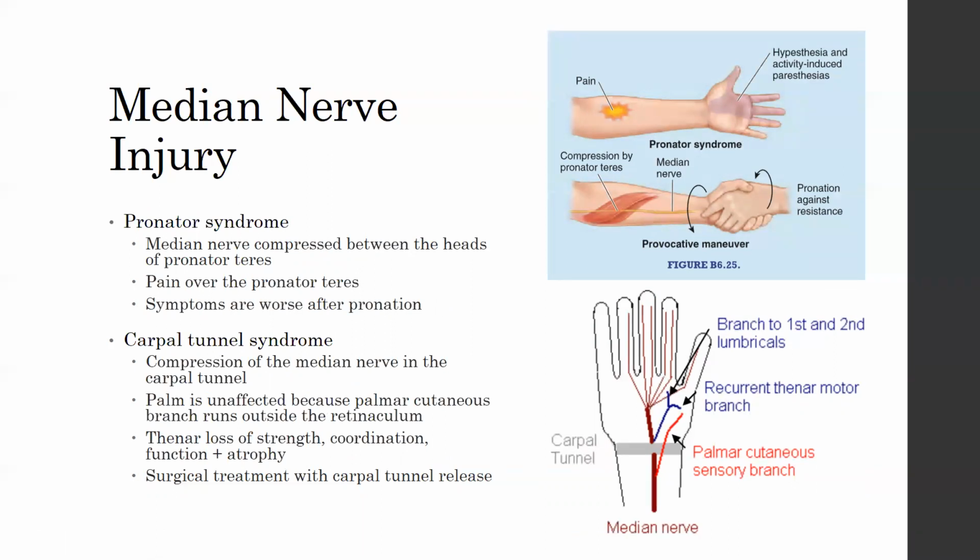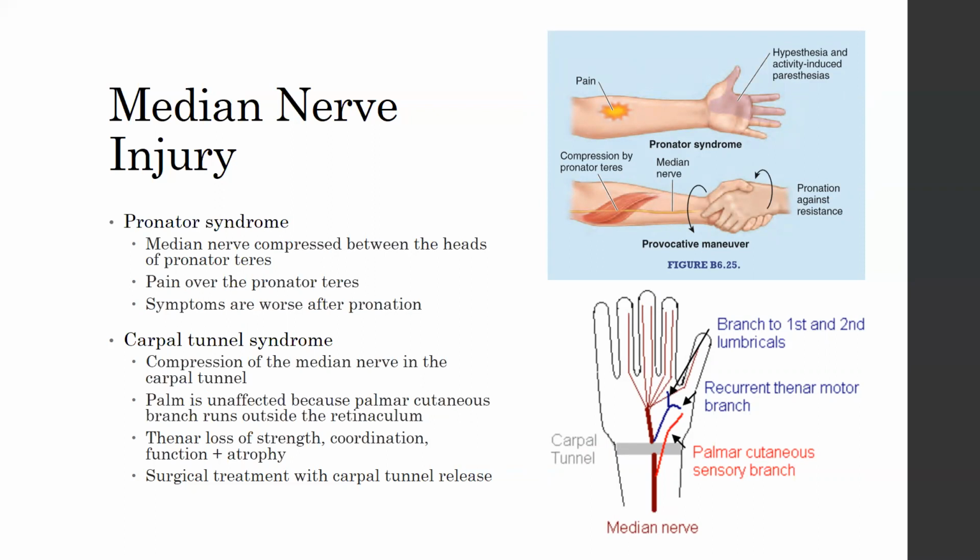And for carpal tunnel syndrome, another is the compression of the median nerve through the carpal tunnel, which has the 10 things running through that really small space. So you lose your thenar muscles, you have loss of strength, loss of coordination. You might suddenly find it difficult to do up buttons or write properly, and you're going to start getting atrophy of your thenar eminence.